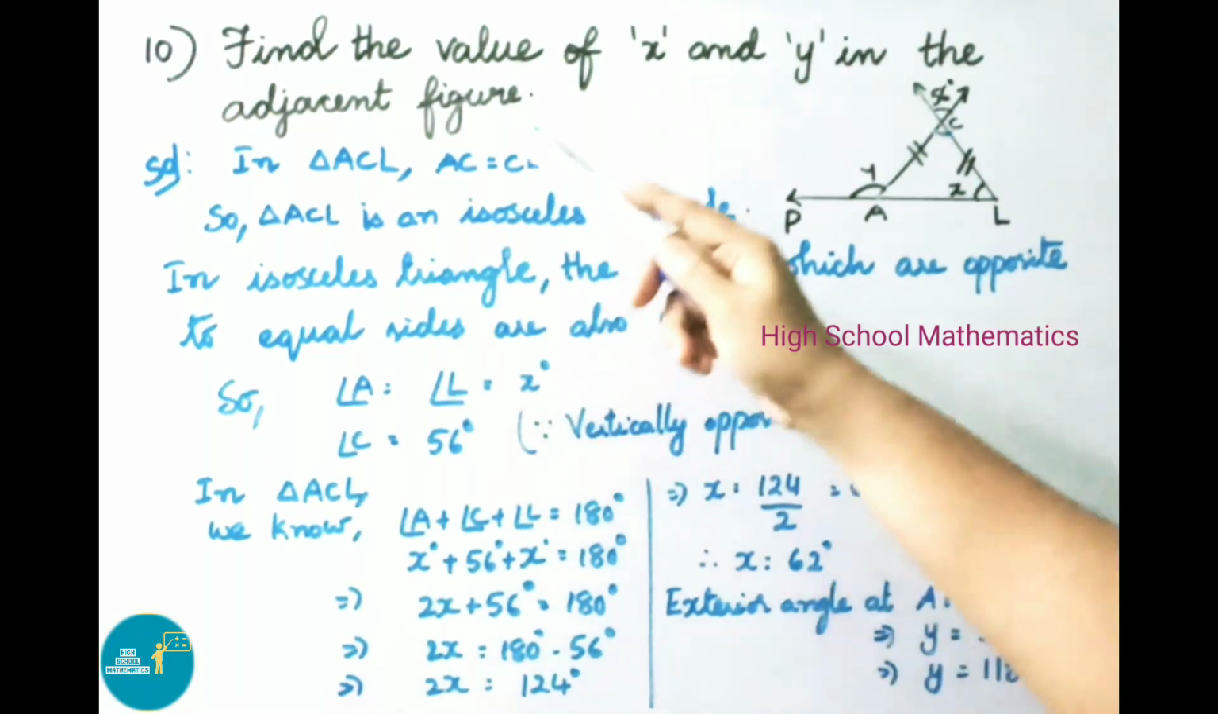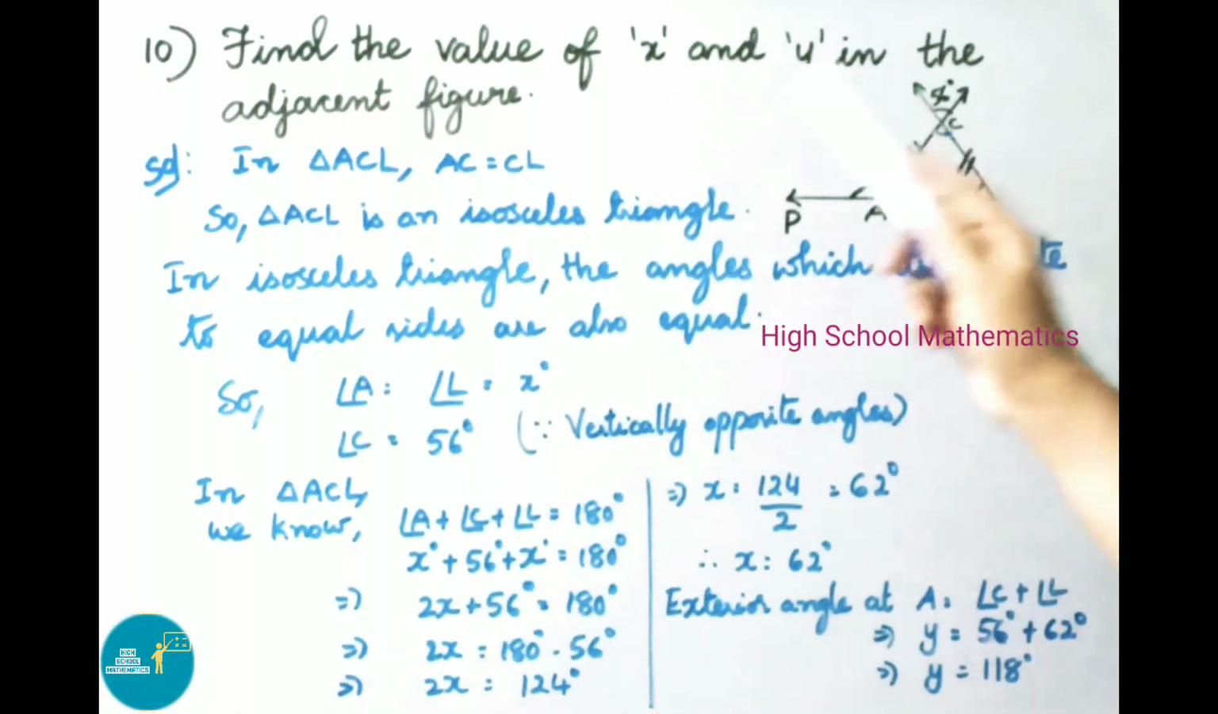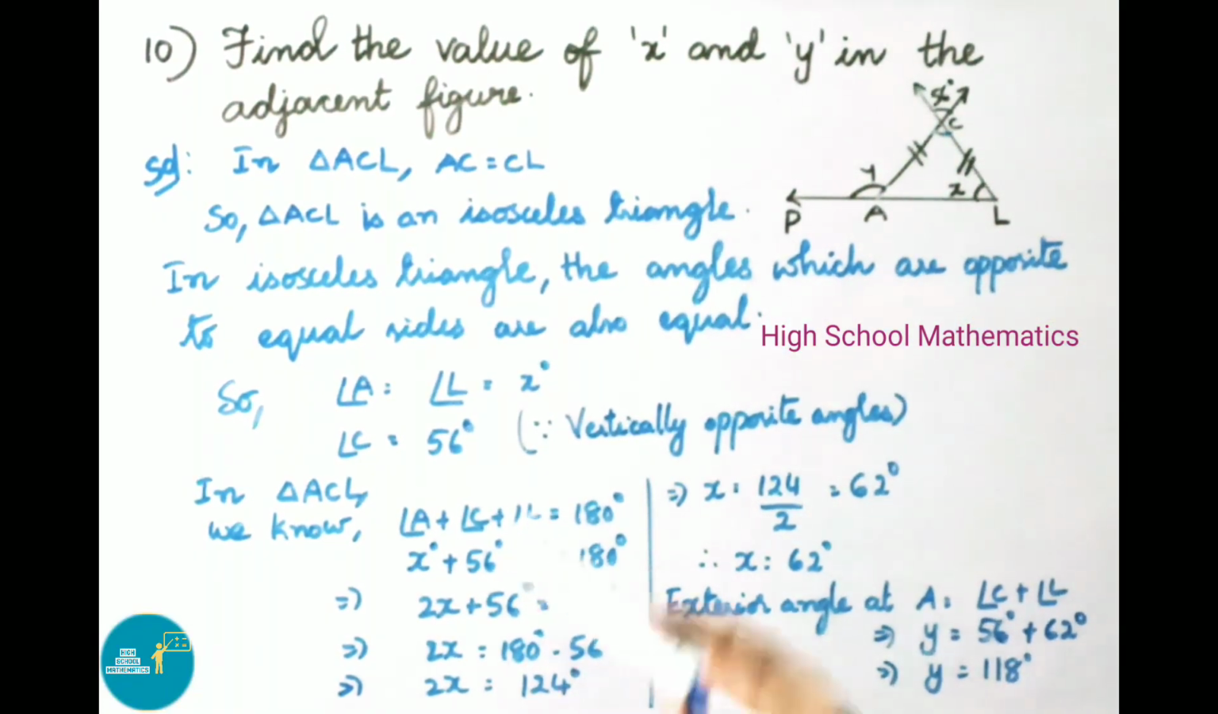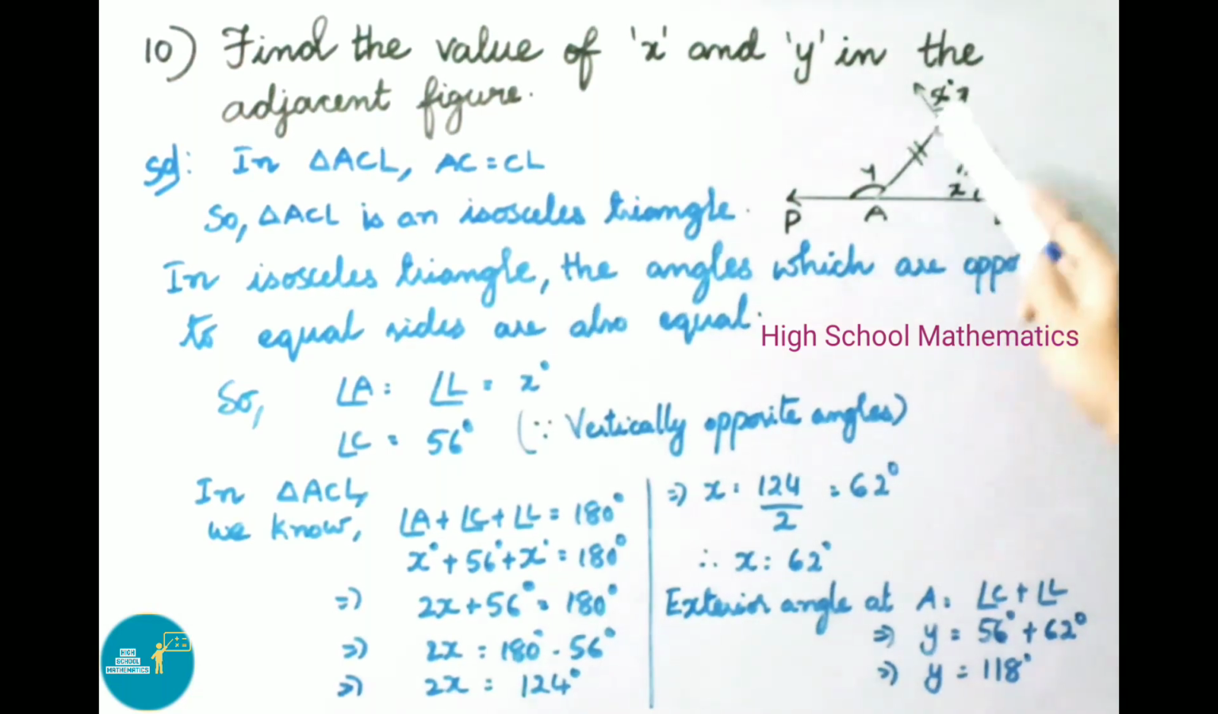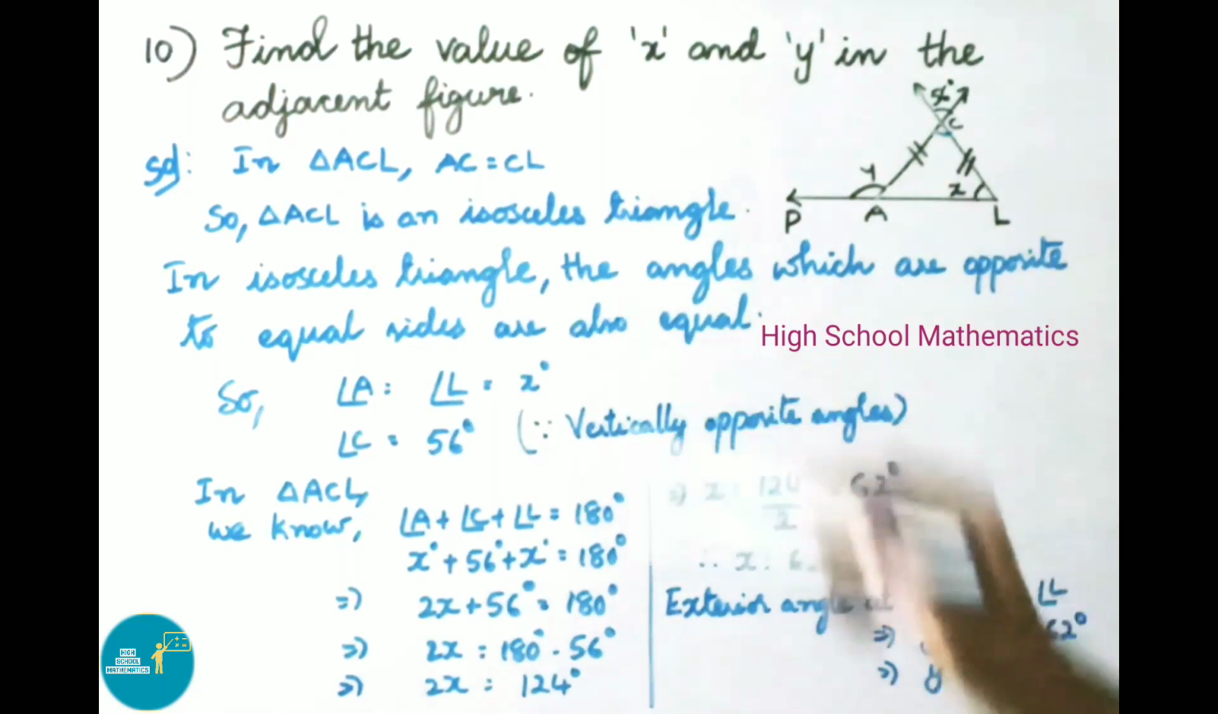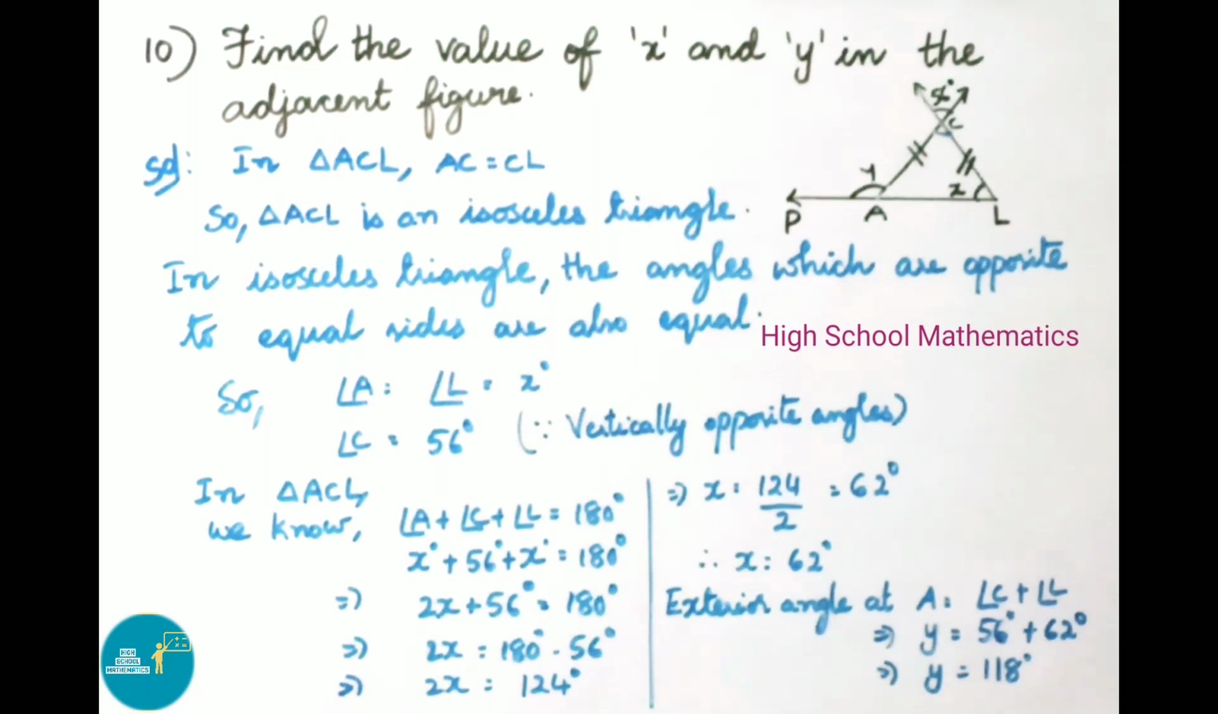See now question number 10. Find the value of x and y in the adjacent figure. Let us see the solution. In triangle ACL, they have given AC is equal to CL. So triangle ACL is an isosceles triangle. Why? Because here two sides are equal. We know in isosceles triangle, the angles which are opposite to equal sides are also equal. So angle A and angle L both are equal, that equals to x degrees. And angle C equal to 56. Why? Because these both angles are vertically opposite angles.